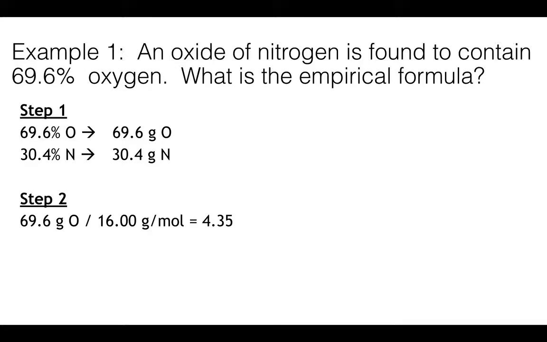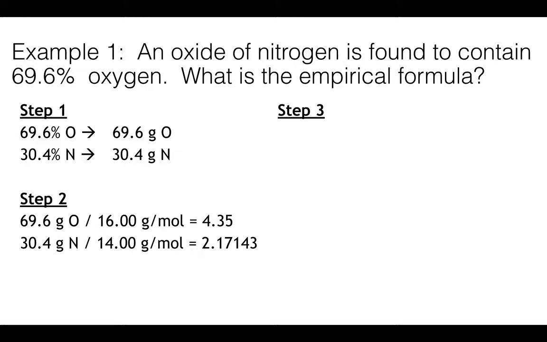Step number 2 is to take the mass of each element and divide by its molar mass. So we're going to take 69.6 grams of oxygen and divide it by 16.00 grams per mole, and we're going to get 4.35 moles. Do the same thing for nitrogen, and we're going to end up with 2.17143 moles. Remember, for step number 2, we want to keep as many decimal places as we can. So you can see for nitrogen, we kept 5 decimal places.